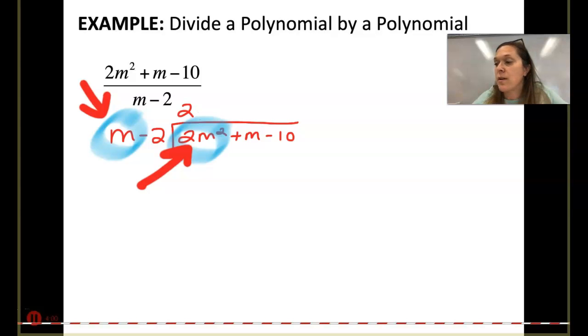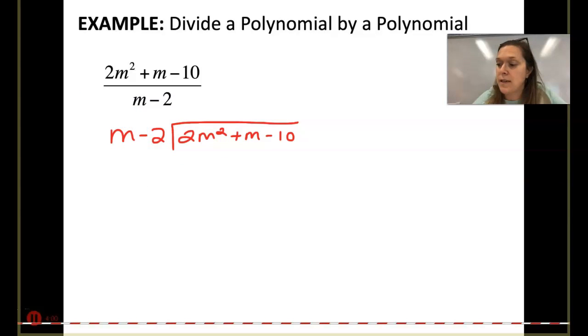Because that's our process for long division. So let me get rid of all this highlighted stuff. So I'm going to put a 2m up here.